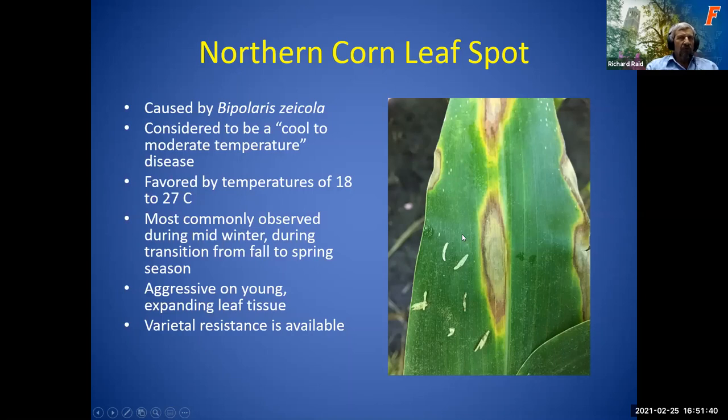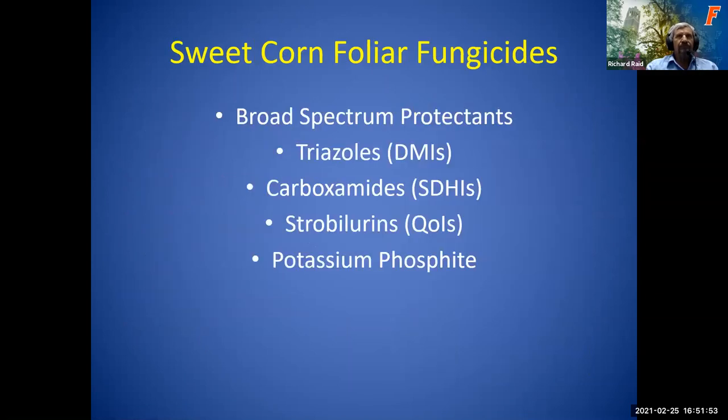Once the corn really gets above maybe knee high or so, this disease kind of really tapers off. It doesn't progress up into the upper canopy like northern and southern corn leaf blights do.